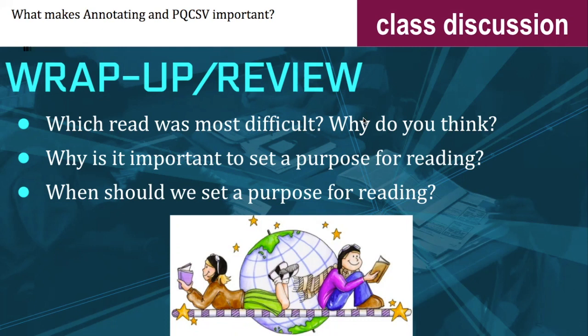Because now you just read the text and you read it fully, but you weren't paying 100% attention, so you don't really know what to write about. So now you have to go back and read all over again. So it's important to set a purpose for reading so that you know what to look for and you know what to annotate, right? And then the last question is, when should we set a purpose for reading?